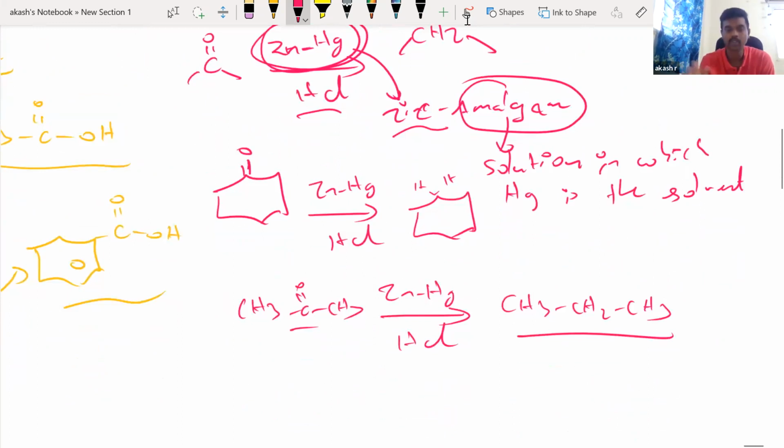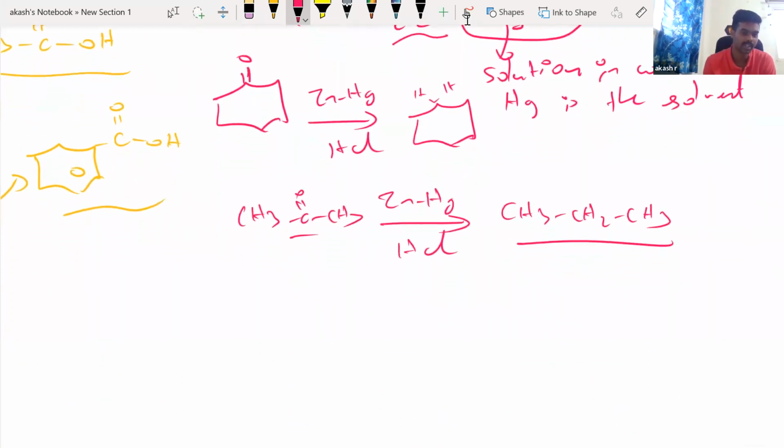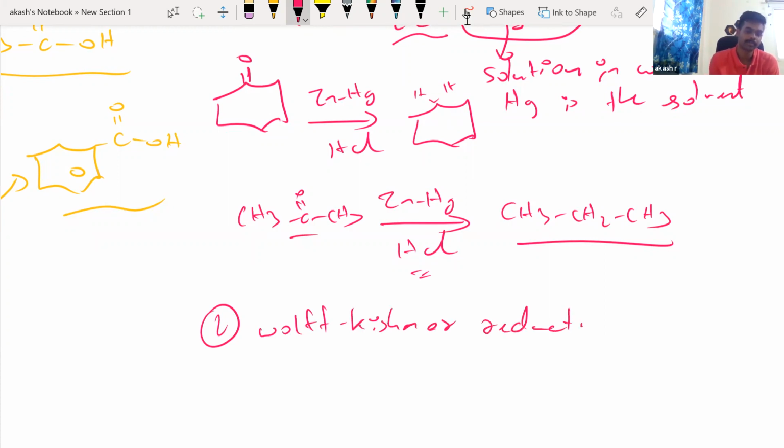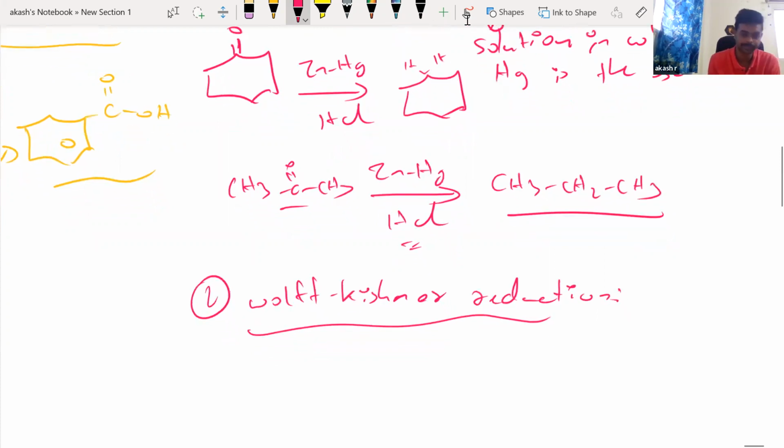The same thing is going to happen, exact same thing, but the reagent here is zinc amalgam and HCl. In this case, we are going to use some other reagent, and that reaction is what is called Wolff-Kishner reduction.